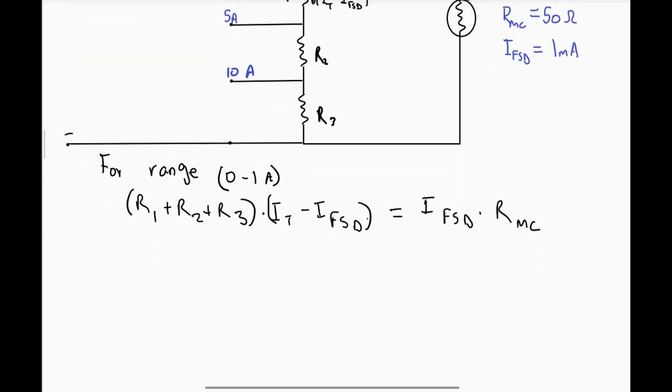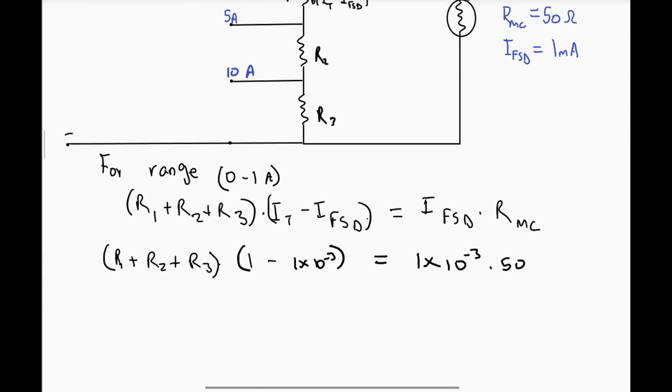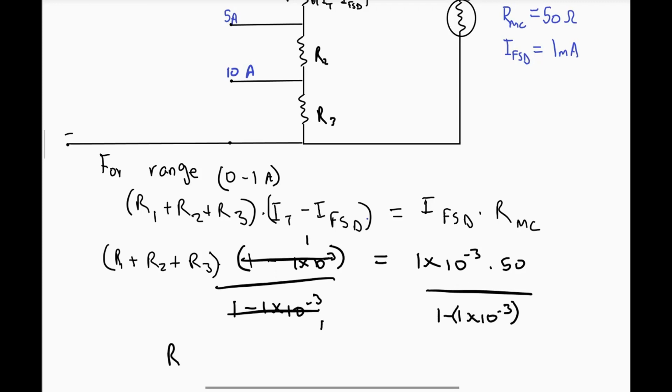So for solving this, I have my IT as 1 ampere. My full scale deflection current is 1 milliampere. I will divide both sides by 1 minus 1 times 10 to the power negative 3. So dividing the whole of this, I'll have R1 plus R2 plus R3 equals 0.05. This is my equation 1.